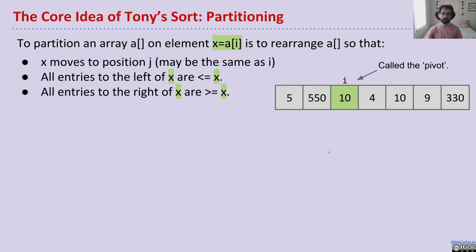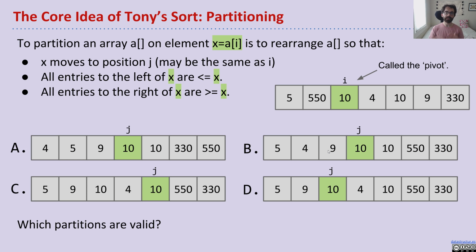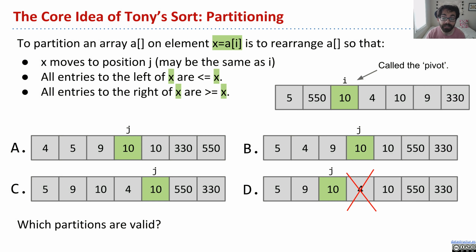Okay. So to see if that makes sense, what I'd like you to do is look at these 4 potential outputs of partition and tell me which ones are valid. Which ones satisfy this definition? So pause the video, think about it, and then I'll give you an answer. Okay, so it turns out the only one that's a problem is D. A, B, and C all obey this definition.